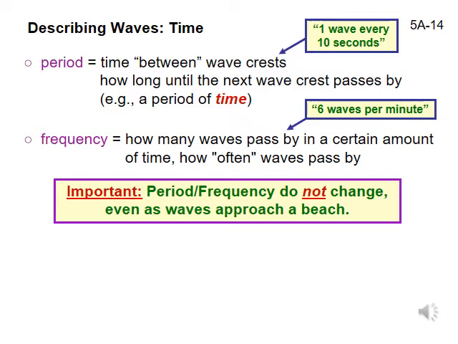Wave period and frequency are inversely proportional to one another. In other words, the frequency equals 1/period, meaning that if one is high, the other is low. If waves pass often, high frequency, then there is a small amount of time between the crests, a short period of time. Note that if you measure period, you can calculate frequency, and vice versa.